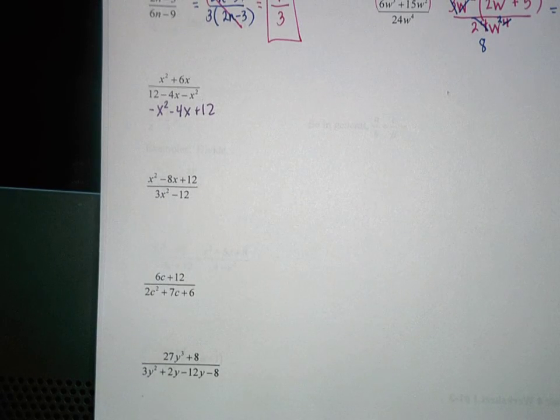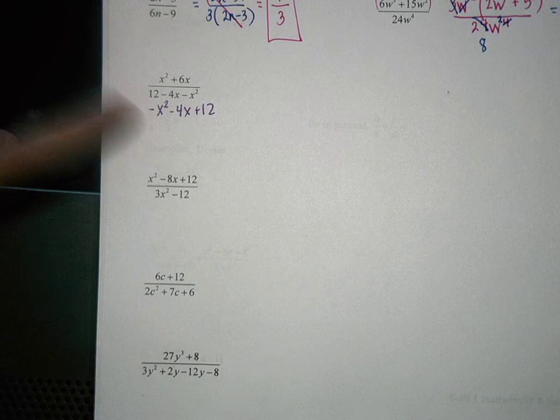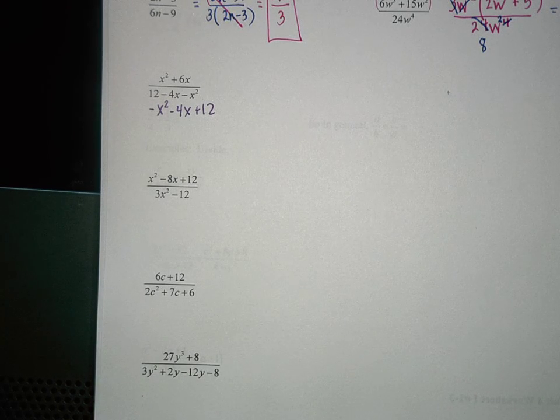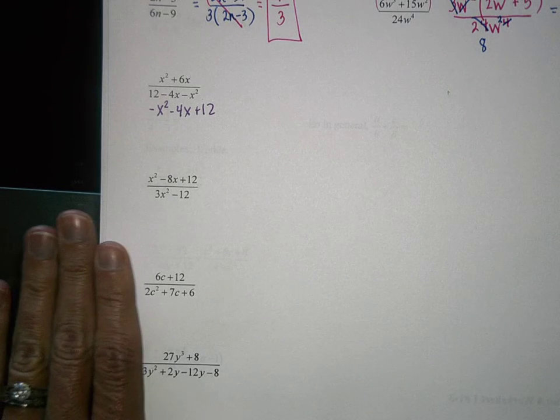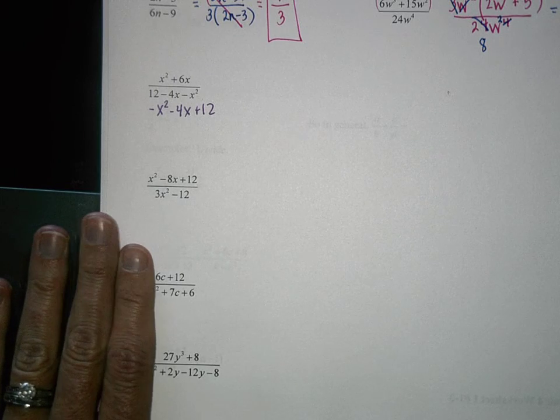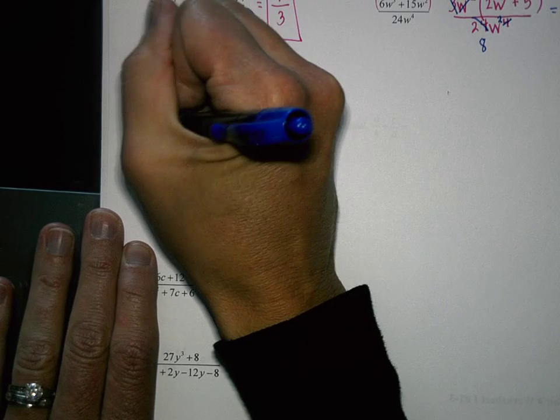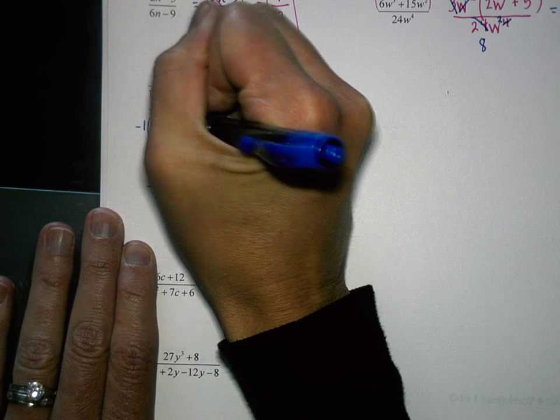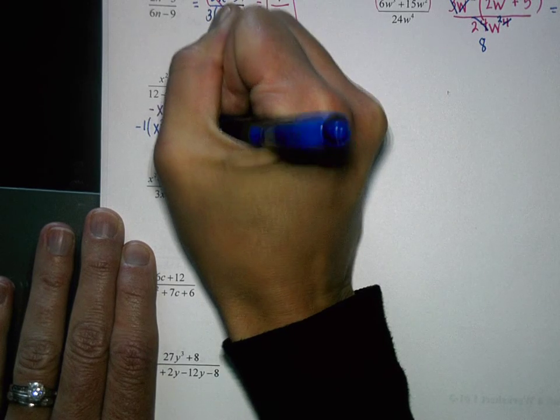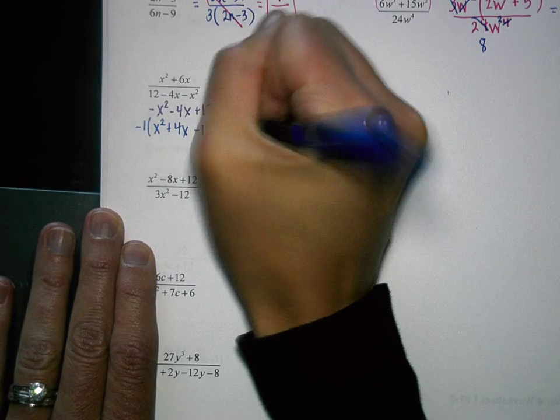The other thing when I'm factoring is that my x squared term needs to be positive. So in order to make that positive, I would need to do what? Hopefully you said factor out a -1. And so when I do that, I get x squared plus 4x minus 12.